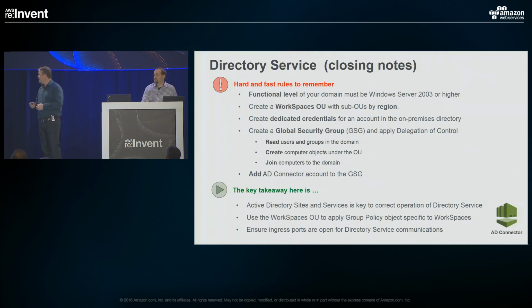So the key one here, and actually this is the one that I really can't stress enough, is Active Directory Sites and Services. It is key to the correct operations of everything here. Most times when it comes to authentication issues and so on and so forth, it's down to this more than it is networking, okay? And again, like I said, use the Workspace OU group to apply group policy specific, okay?